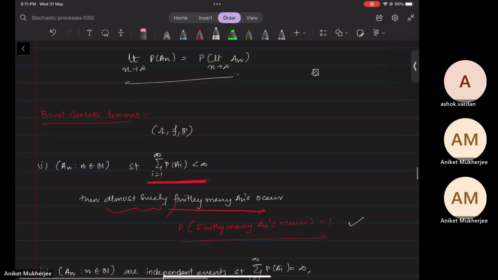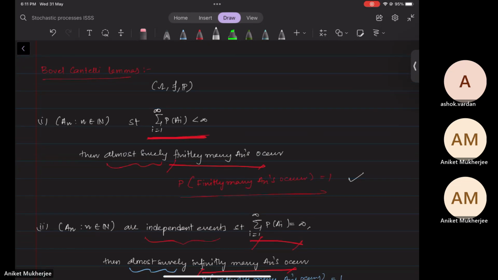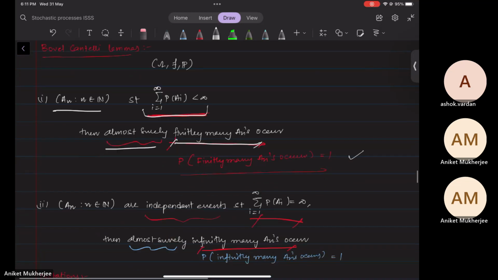Then we saw the Borel-Cantelli lemma. We will actually use it later when we solve some problems on stochastic processes, but I just gave the proof for now. There are two Borel-Cantelli lemmas: Borel-Cantelli lemma 1, and lemma 2, which is also known as the 0-1 law. Given a sequence of events, if the sum of the probabilities of the events is finite, then almost surely only finitely many A_i will occur. Almost surely means the probability of the event is 1. Finitely many A_i occurring means the event will happen only finitely many times, not infinitely many times. After some point, the event will stop happening.